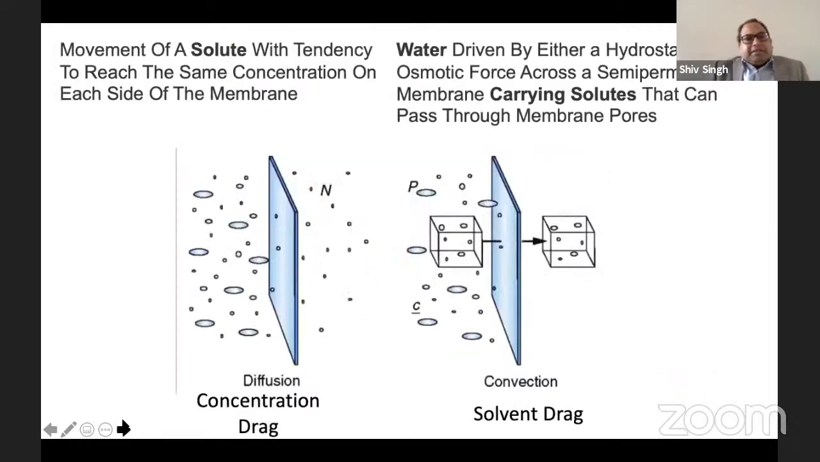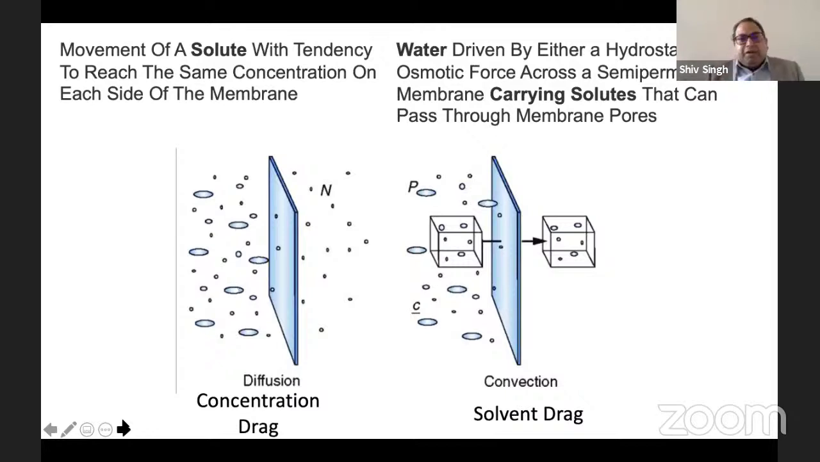There are two things that we need to know about: one is diffusion, another is convection. When movement of solute occurs along the concentration gradient across the membrane, the solute will move till there is an equal gradient across the membrane. So that is what diffusion is.